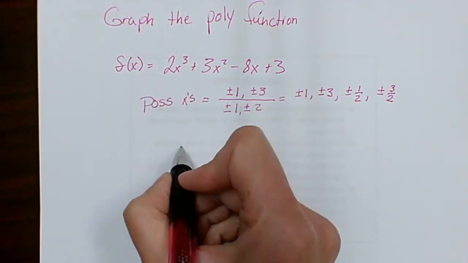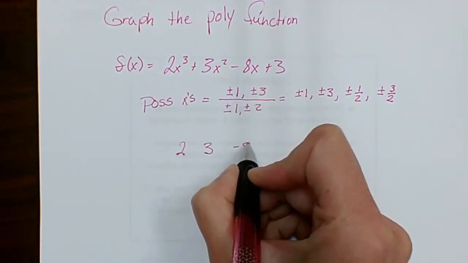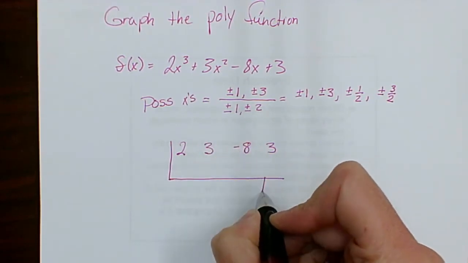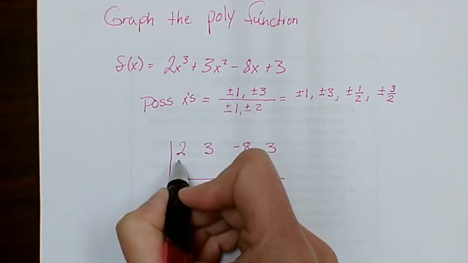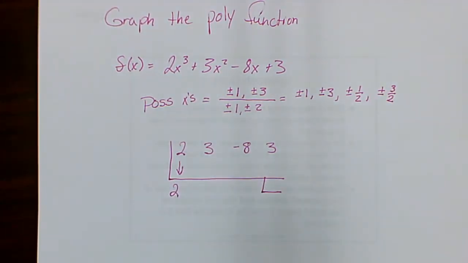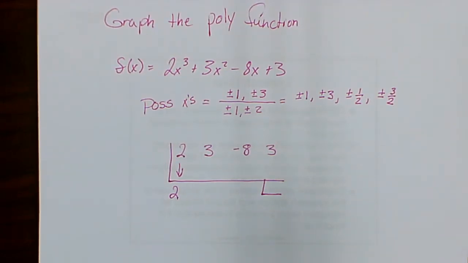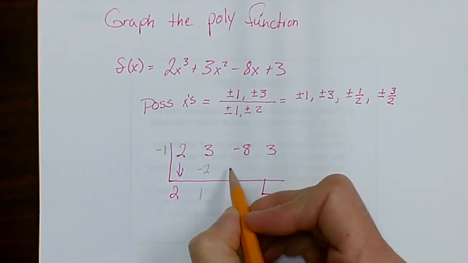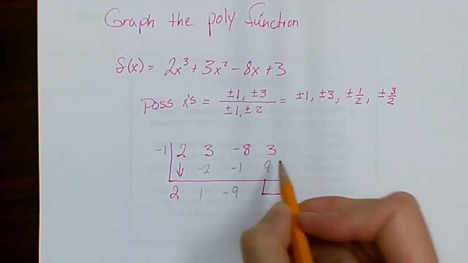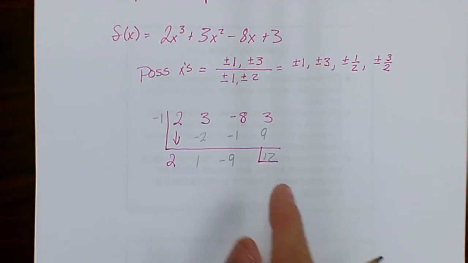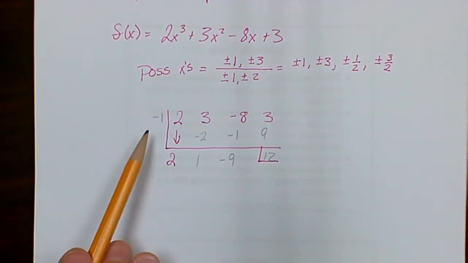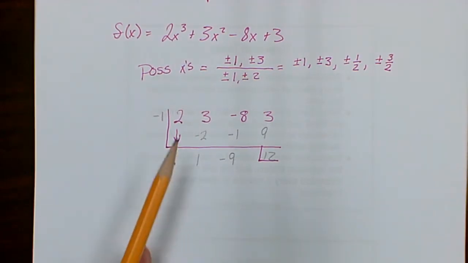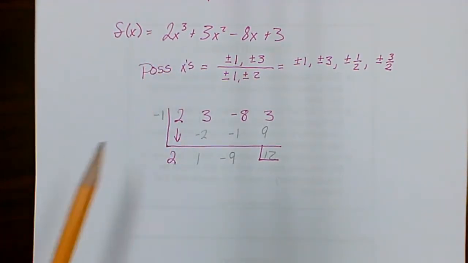So we will take our polynomial and set it up in our synthetic division. Bring down the 2. I'm going to use a pencil so I can erase. Let's choose negative 1. So 2 times negative 1 is negative 2. Add, multiply, add, multiply, add. We get a 12. We get a remainder. We don't need this. That means that the negative 1 does not divide into this polynomial evenly.